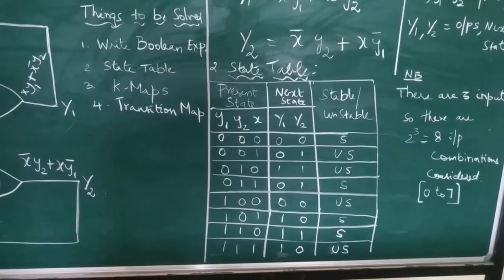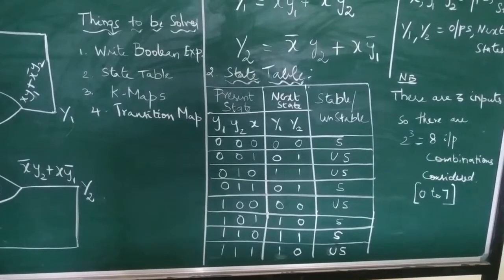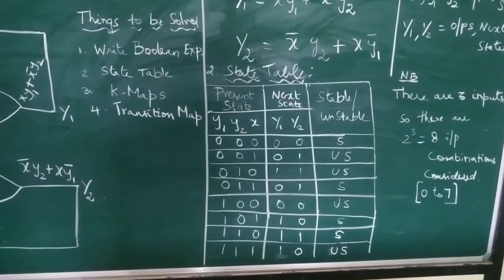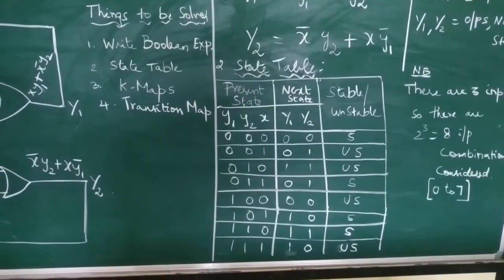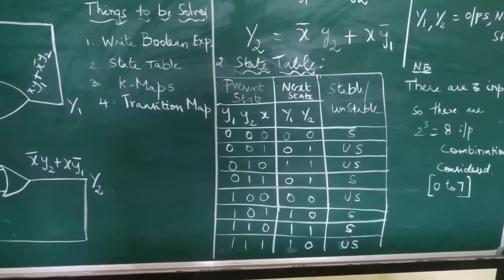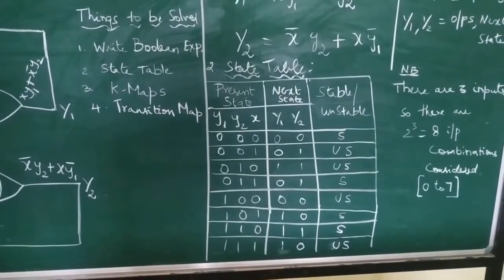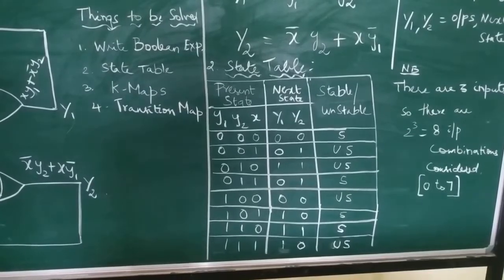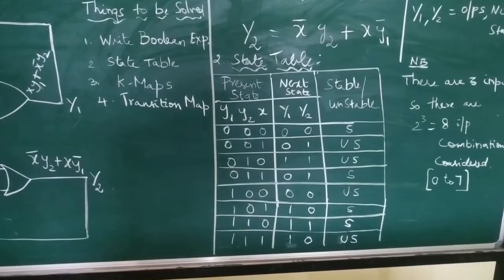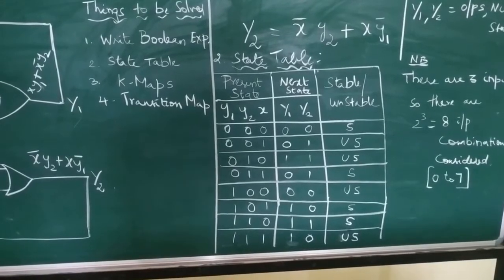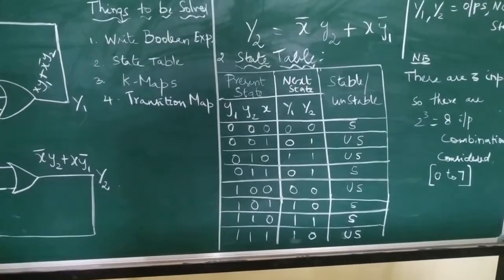You can see the first one, y1, y2 is 0, 0 in lowercase, and the uppercase is also 0, 0. So it is a stable state. For stable I have given S, unstable it is US. So the third one, just check, it is 0, 1 in the present state. Next state it is 1, 1. So it is an unstable state. Check please the last one. The y1, y2 present state is 1, 1 and the next state is 1, 0. So it is an unstable state. So this is the way we frame the state table.